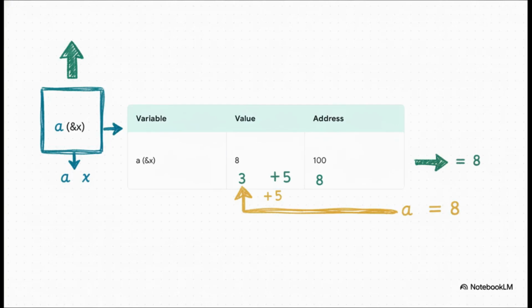Let's see how this builds out in our memory map. We pass a into the function, and it gets aliased as x. Inside the function, we write x equals x plus 5. Now, because x is literally just a direct reference to address 100, we take the original 3, add 5, and it becomes 8. You are directly updating address 100. So when that function wraps up and we return to main, printing a will actually output 8. We did it! We successfully changed the original data.